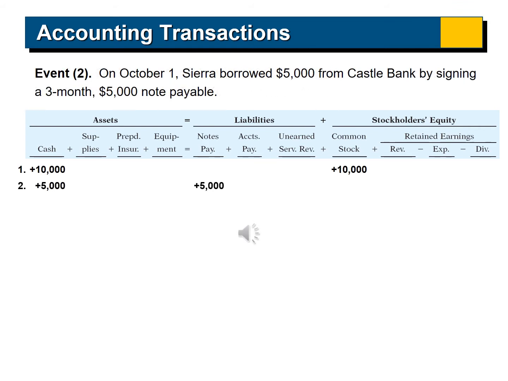Next, we have on October 1, Sierra borrowed $5,000 from Castle Bank by signing a 3-month $5,000 note payable. So the company borrowed money. When they borrow money, what happens to cash? It increases. So you see the cash column has $5,000 added to it, and then on the other side of the equation we have $5,000 added to liabilities, which is under the notes payable column.